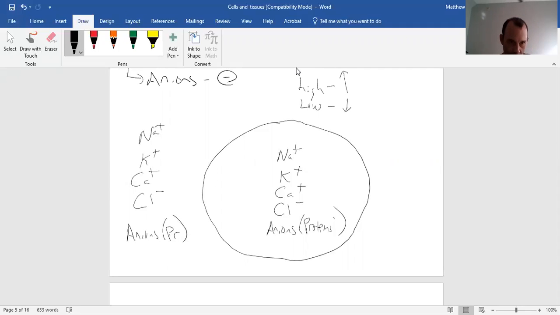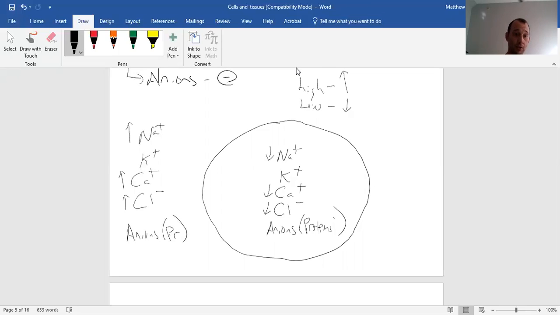Okay, well, outside your cell, here's what we got. We have a high amount of sodium, a high amount of calcium, and a high amount of chloride, compared to inside your cell, where you have a lower amount of sodium, a lower amount of calcium, and a lower amount of chloride.